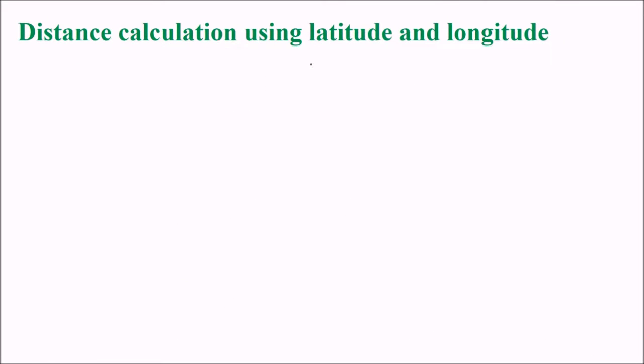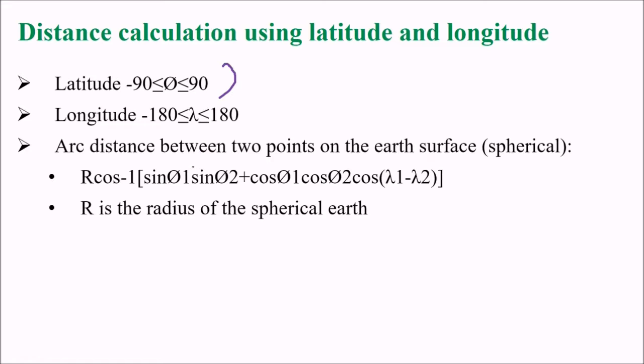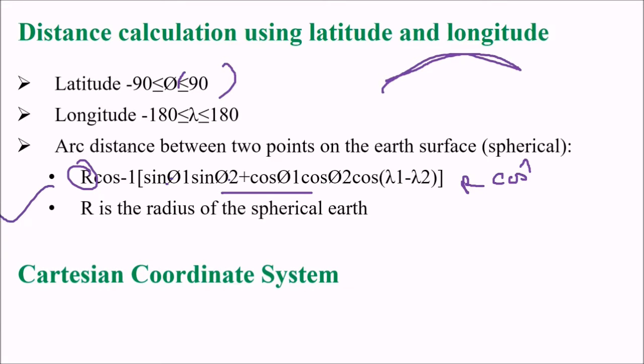Now, distance calculation using latitude and longitude. Latitude varies from minus 90 to 90. Longitude may vary from minus 180 to 180. The arc distance between two points on the Earth's surface, that is the spherical distance, can be computed by this expression. These are theta and lambda, the latitude and longitude, and r is the radius of the Earth. So the distance is r times cos inverse of (sin theta 1 sin theta 2 plus cos theta 1 cos theta 2 cos(lambda 1 minus lambda 2)). This is how you compute the distances.